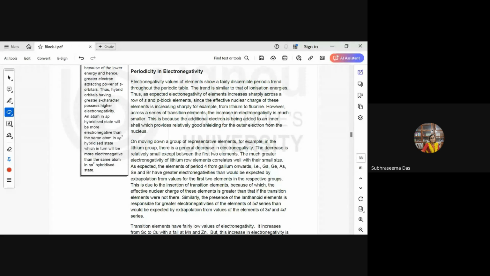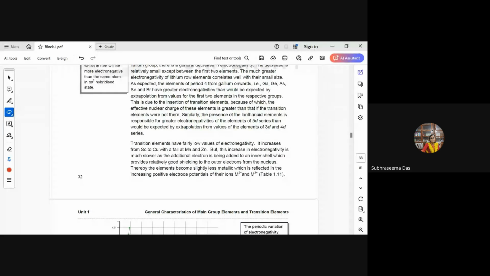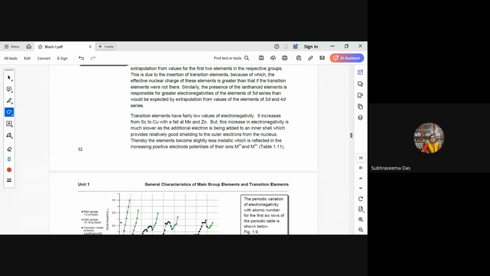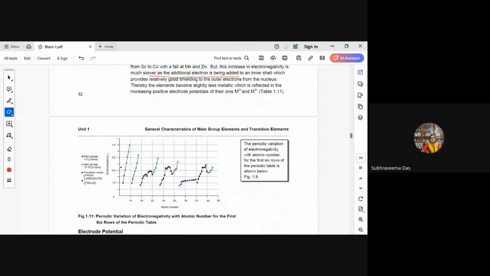the electronegativity increases. However, the increase across the transition element series is much smaller because the extra electron is being added to the inner d shell, which provides good shielding for the outer electron from the nucleus. Although we see an increase in electronegativity, the change is much smaller. Transition elements have very low values of electronegativity. It increases from scandium to copper, but this increase is much slower as compared to the addition of the electron.